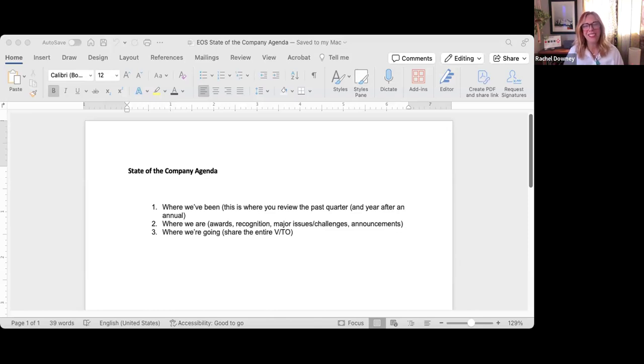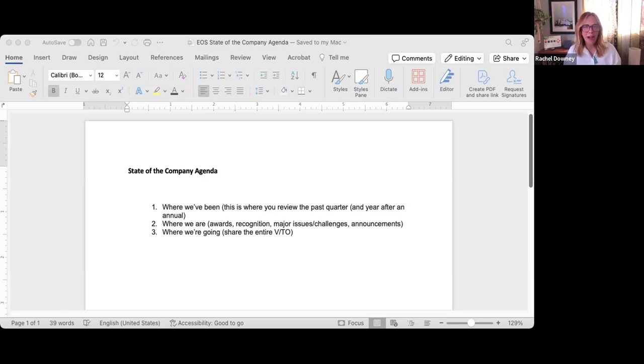And the third part of the agenda is where we are going. And this is your chance to share the entire VTO, including the rocks you've set for the quarter, with the whole team. You're going to do this every single quarter. So right then and there is 4 times a year that you're going to share the VTO with everybody. And remember, it takes at least 7 times for people to hear it, understand it, acclimate it, share it with you. So that is built into the EOS process, that you're going to share this repeatedly forevermore.